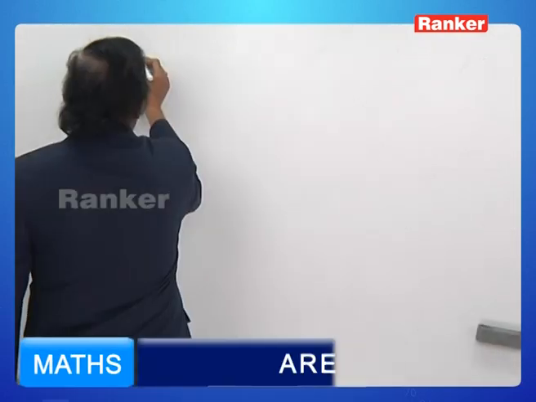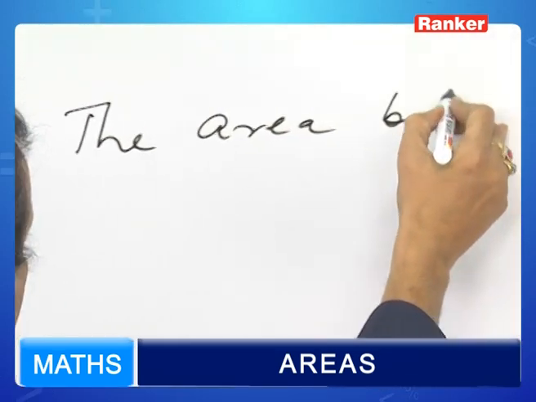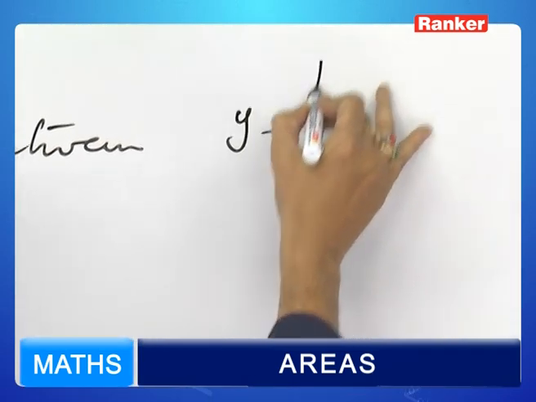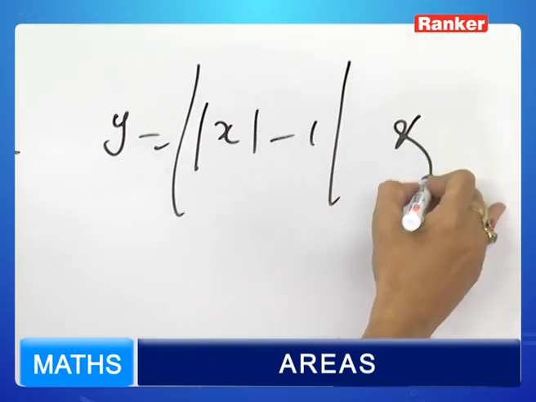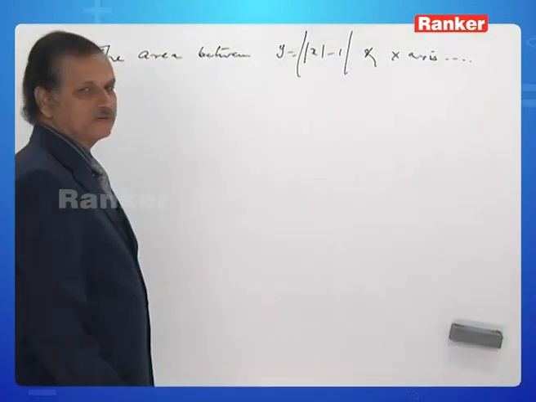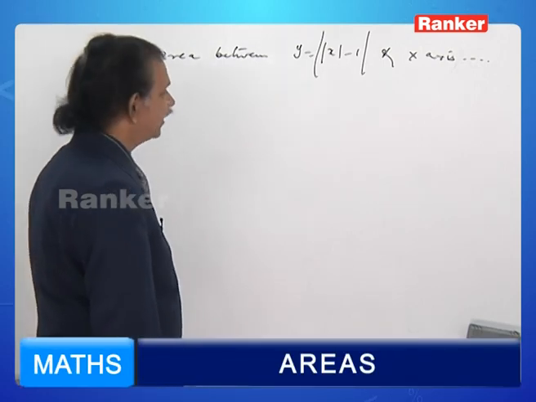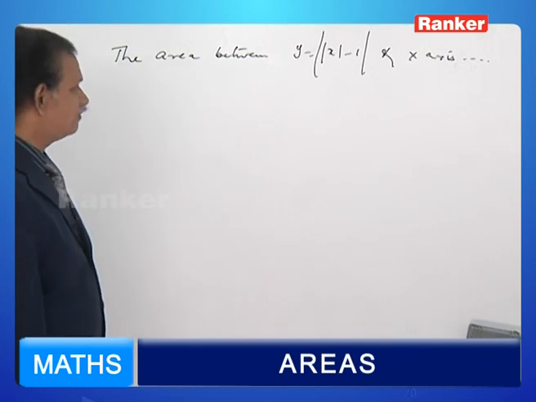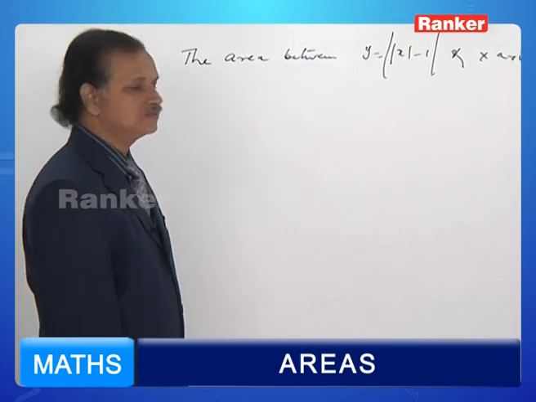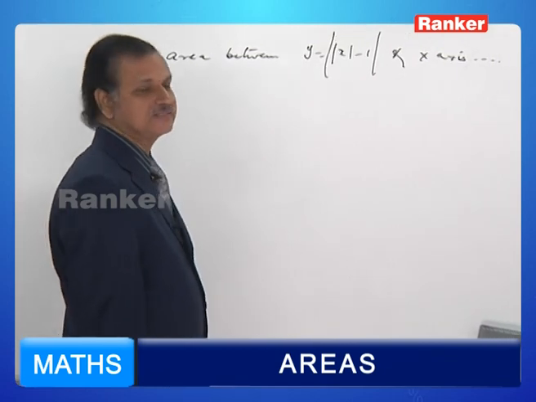The next problem. The area between y equal to mod of mod x minus 1 and x-axis, that is the beautiful question before us. Again, 4 lines are there. Let us first imagine the graph. Where does it cut x-axis? At 2 points. If y is 0, mod x minus 1 is 0, mod x is equal to 1, hence x is plus or minus 1.